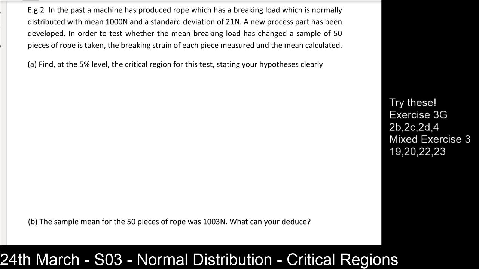Okay, so let's go through the final two examples. I'll go through these ones a little bit quicker now, so now we've learnt the process. In this question, we've got a braking load with a mean of 1,000 newtons, standard deviation of 21 newtons, and we've got a sample that we're taking of 50. So when we are doing this, we're testing whether the mean braking load has changed. Okay, and it's that keyword changed that tells us whether it's a one-tailed test or a two-tailed test.